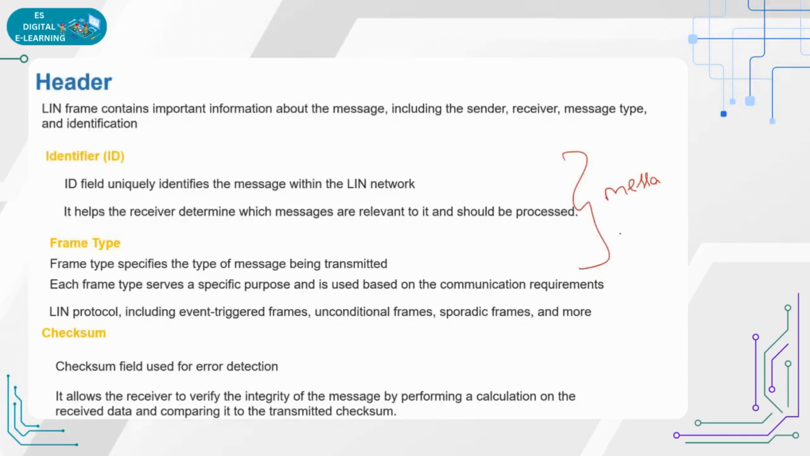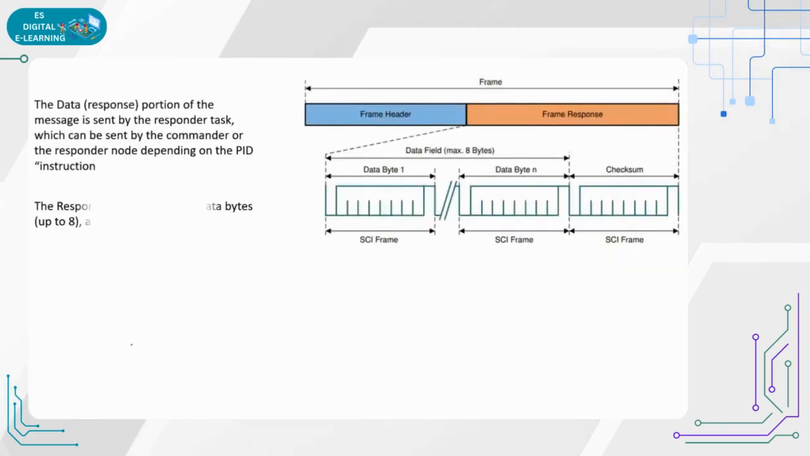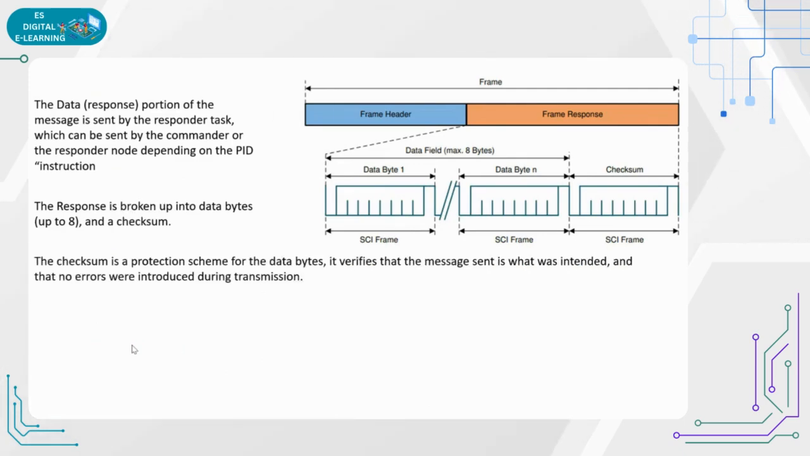So as I told you, in the frame we have the header and the response. The header information has the identifier, which specifies which frame I need to send, and whether errors in the sent data will be captured or not. That comes under the checksum. And next will be the data, whatever data we are transferring, within the header and response.